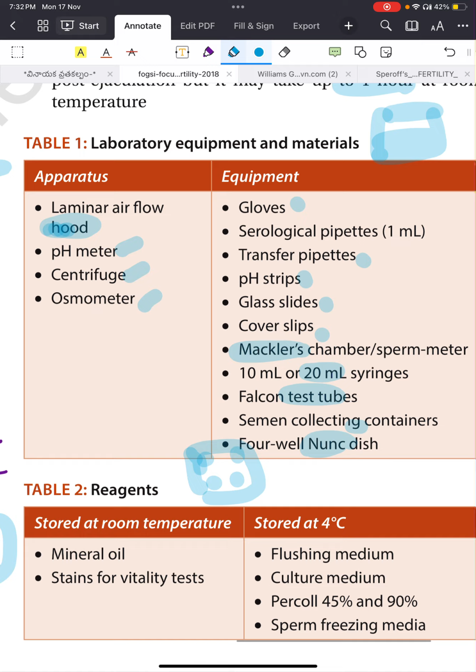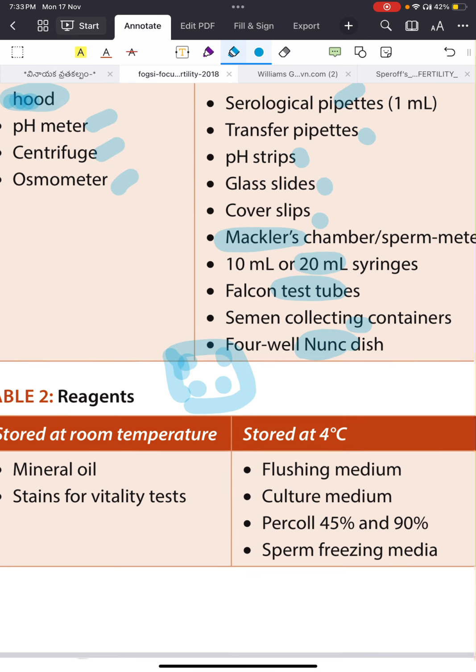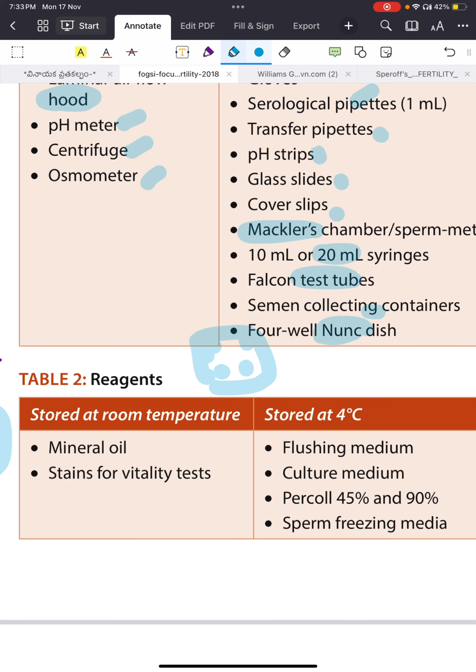Four well new dish. These equipments are required: a pipette for testing, and another pipette for transferring, that is a transfer pipette. Coming to reagents, if they are stored at room temperature, we need oils and stains for vitality testing. If stored at 4 degrees, then flushing medium, culture medium, Percoll of 45% and 90%, and sperm freezing media are required. At room temperature, we need only oil and only stains.